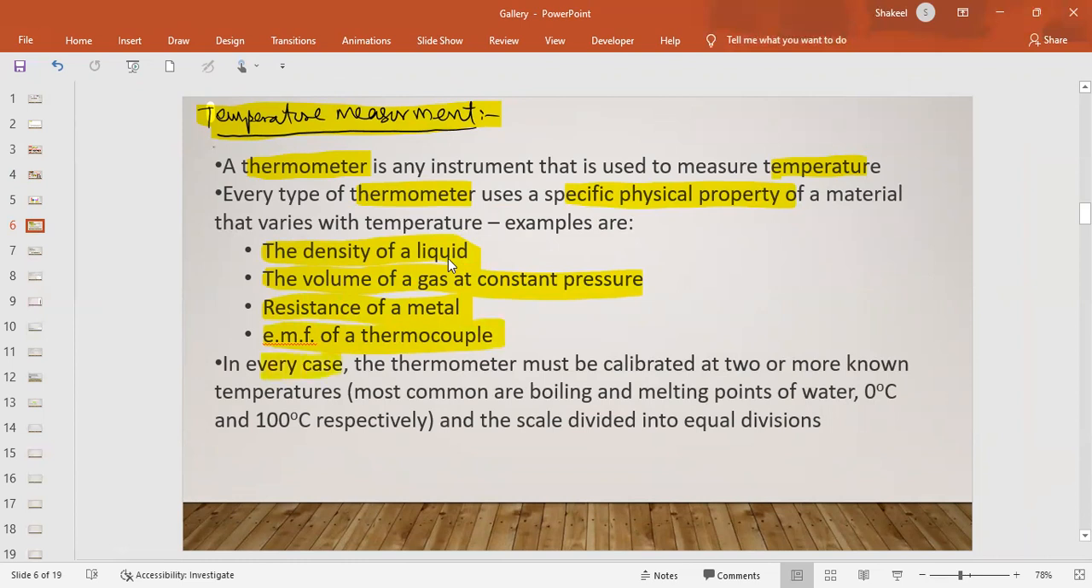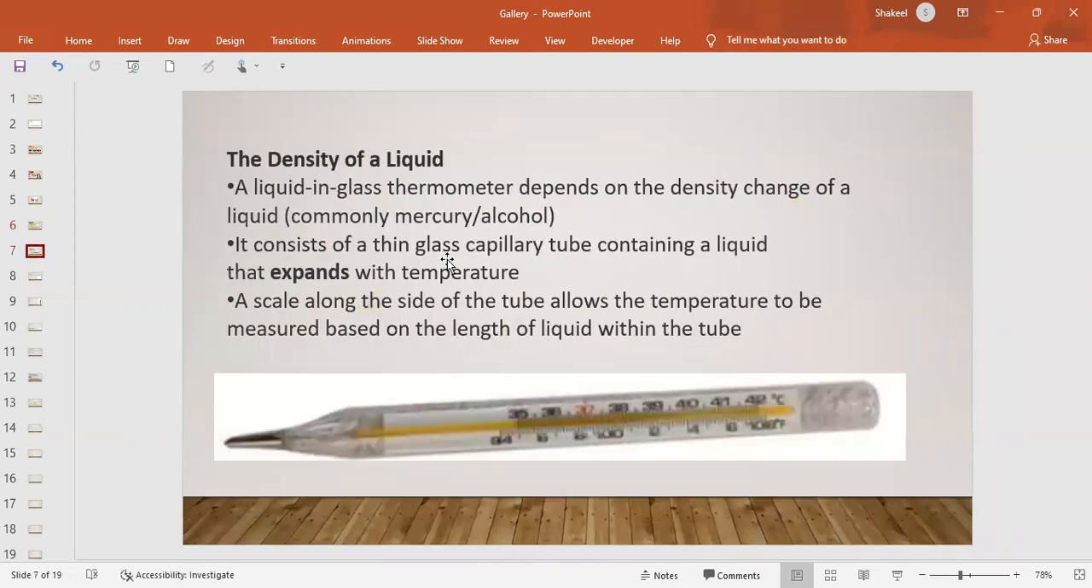In every case, the thermometer must be calibrated at two or more known temperatures, so that we can make a scale on it and measure any temperature. For calibration, the normal temperatures are 0 degrees and 100 degrees: 0 degrees Celsius is the ice point, melting point or freezing point, and 100 degrees Celsius is the boiling point of water, because these are the common temperatures that we know.